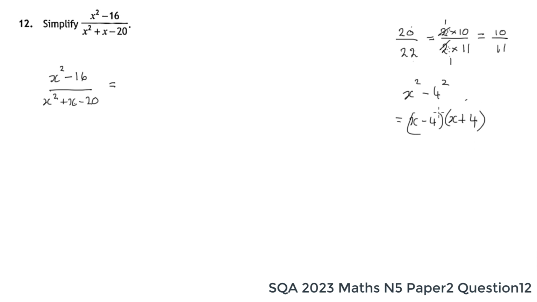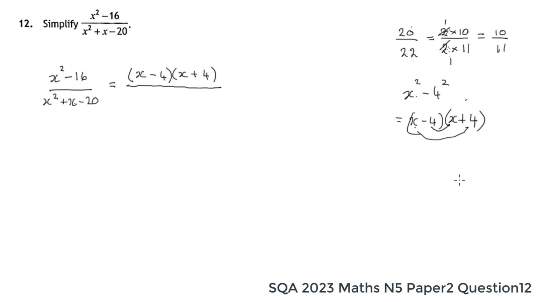If you're not sure of that, multiply out the firsts, outsides, insides, lasts. X times x is x squared. The outsides are 4x, the insides are negative 4x. They cancel, so there is no x term there. And the last, negative 4 times 4, does give you negative 16, or negative 4 squared. So that's our first move. We factorise the numerator into 2 factors. Just like we've reached this stage, we've factorised 20 into 2 factors.